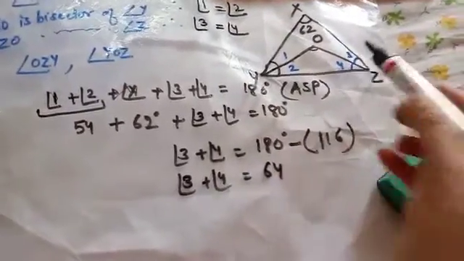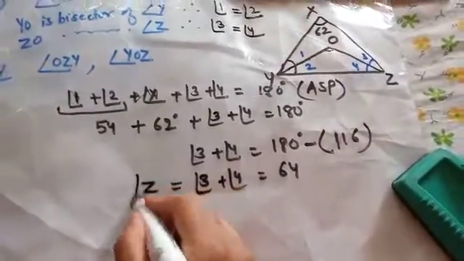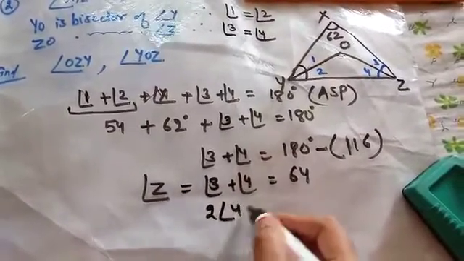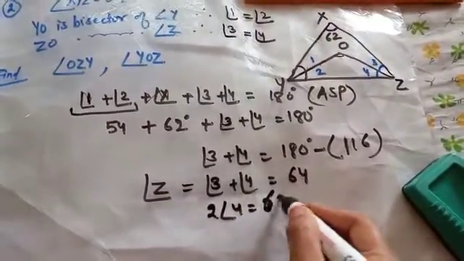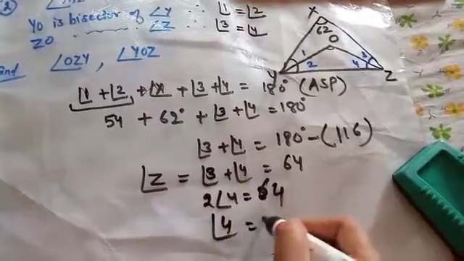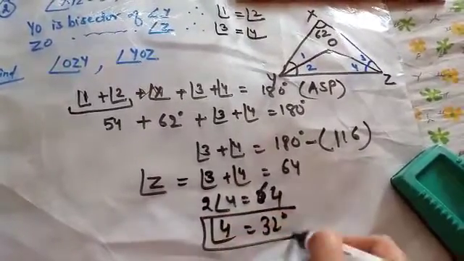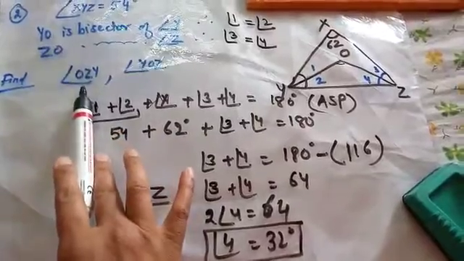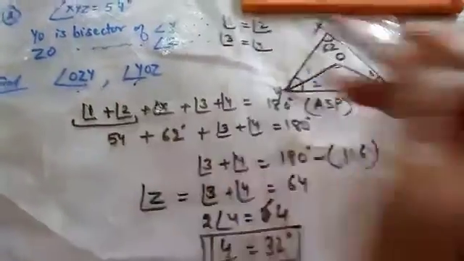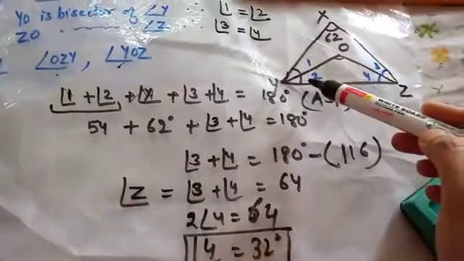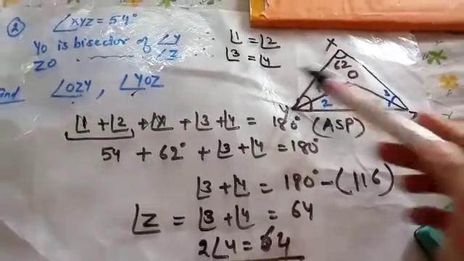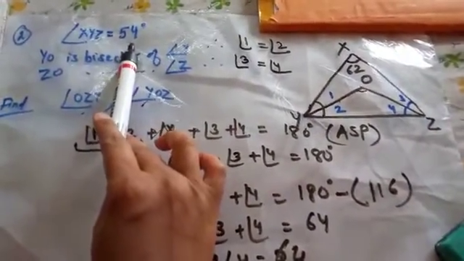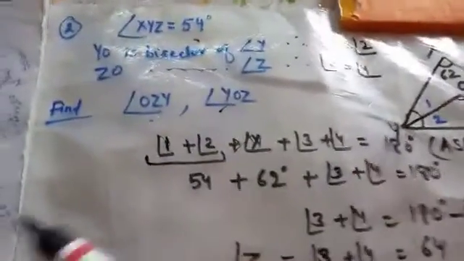That means angle Z is equal to 64. But 3 and 4 both are same, so I can write twice of 4 is equal to 64, and that means angle 4 is equal to 32. So we have found one of the answers, angle OZY, which will be equal to 32. Now YOZ. Now 1 plus 2 is equal to 54. It is given to us because this angle Y is given to be 54. So that means 1 plus 2 is equal to 54.